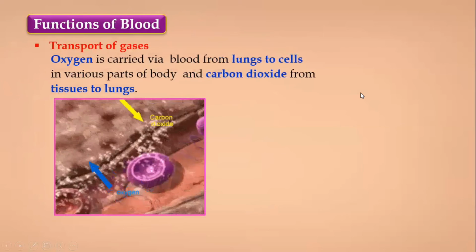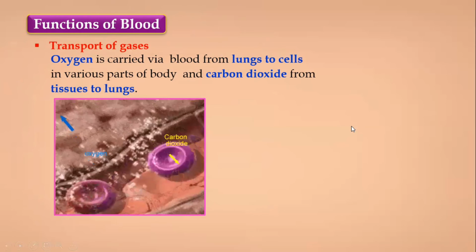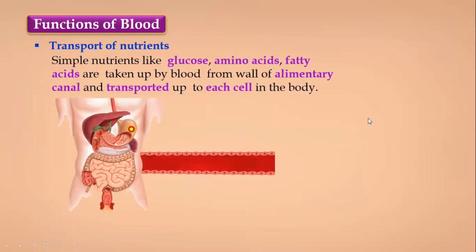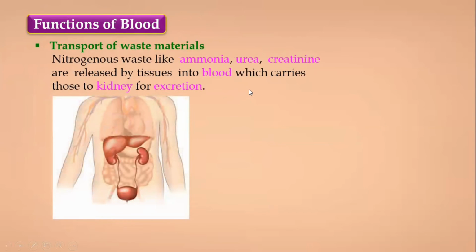What does blood do? It transports gases. Oxygen is carried via blood from the lungs to the cells in various parts of the body, and carbon dioxide from tissues to the lungs. It even transports nutrients like glucose, amino acids and fatty acids. Whatever food we eat, the nutrients get transported to the blood, and if our blood is healthy, our body is healthy. Nitrogenous waste materials like ammonia, urea and creatinine are released by tissues into the blood, which carries them to the kidney for excretion, and then they get excreted outside.